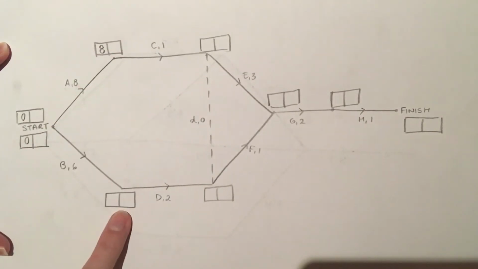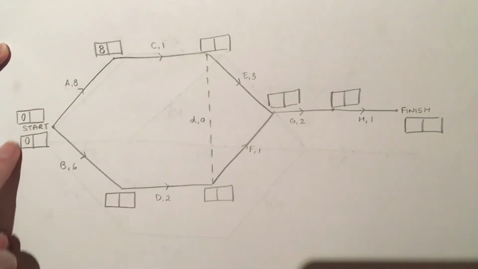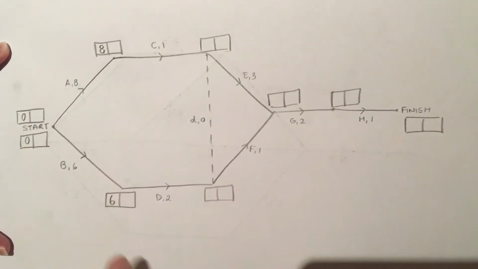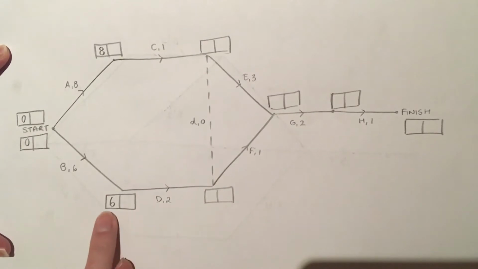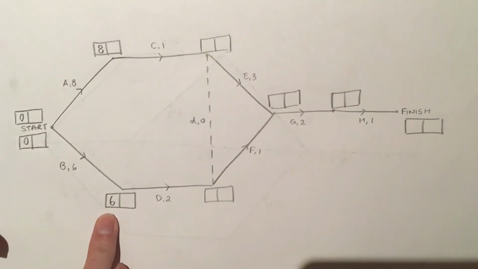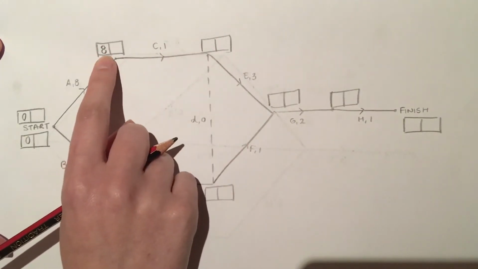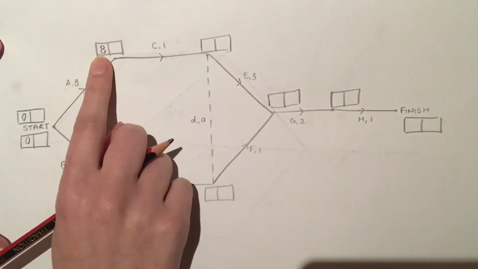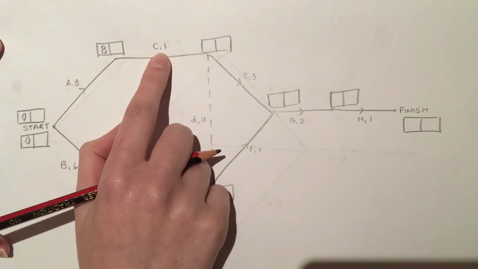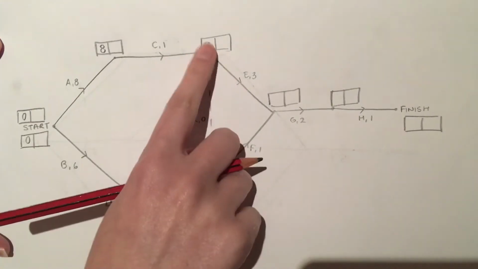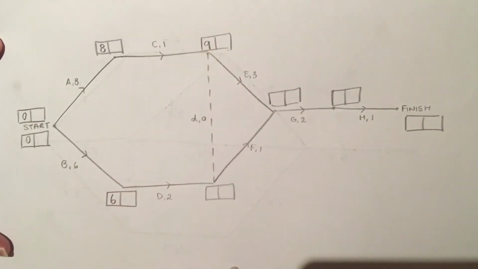And then to get to this box for D, the only way I can get there is from the starting point down B. So start at 0 and then go 6 days on. So the earliest I can start job D is 6 days into the project. To get to here, the only way I can do that is to go from here straight across C. So I'm at 8 and I'm going to add 1 extra day. So now I'm at 9. So that's for job E. The earliest I can start job E is 9 days into the project.